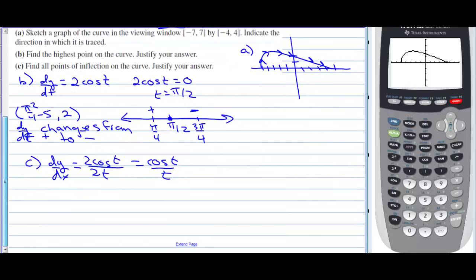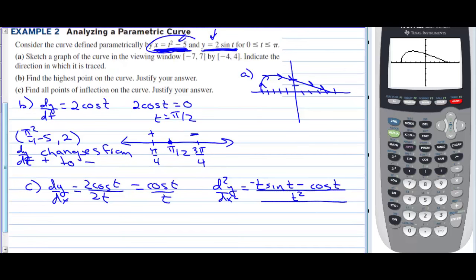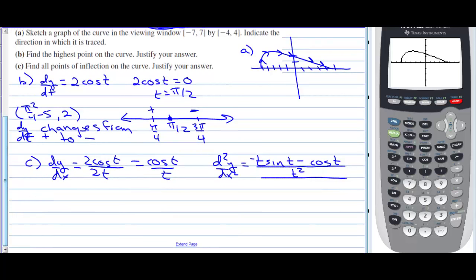Now we have to take the derivative of this. So d2y/dx squared is equal to bottom times the derivative of the top minus the top times the derivative of the bottom, which is 1, over t squared. But then we have to divide this by the derivative of x, which is 2t. Well, that's a complex fraction. So we're going to multiply the top and bottom by t squared, which gives negative t sine of t minus cosine of t over 2t to the third.